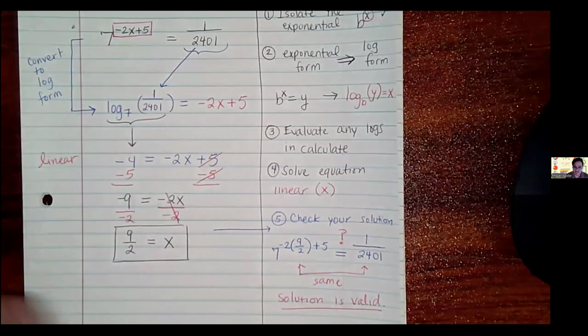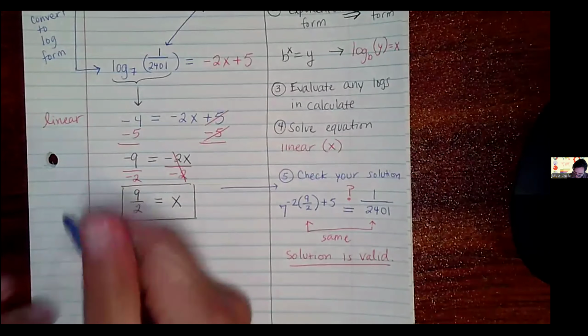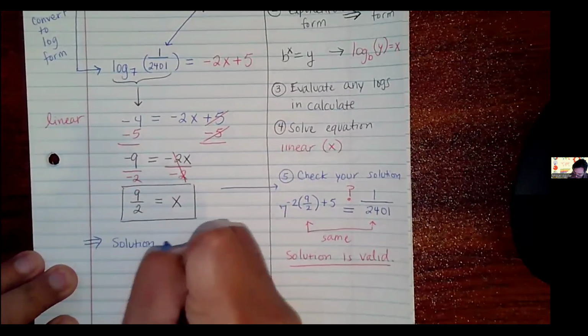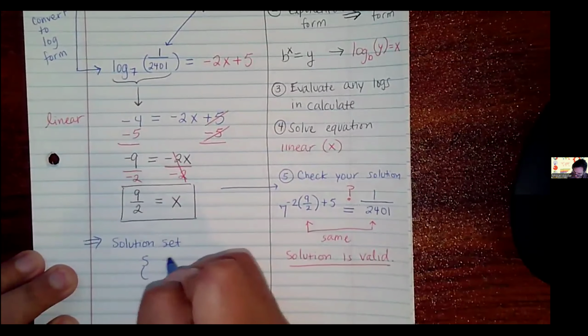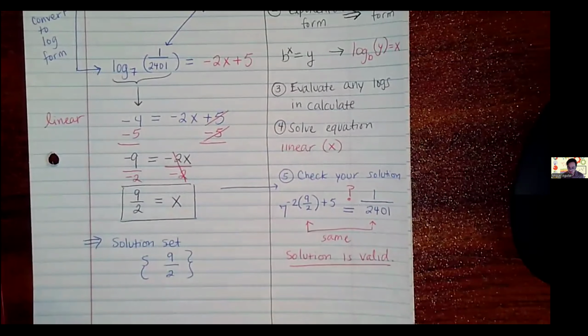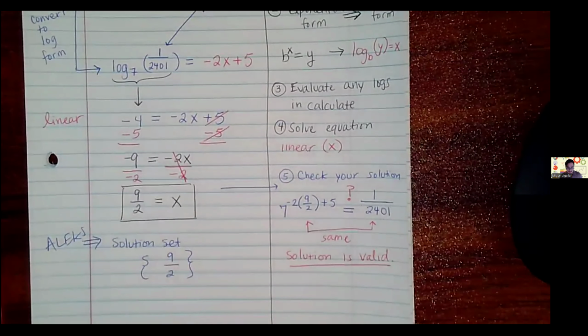Okay, so we can go ahead and go back over here and say, in Alex, our solution set will simply be 9 over 2. Questions, comments, concerns?